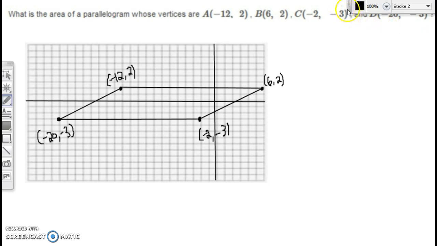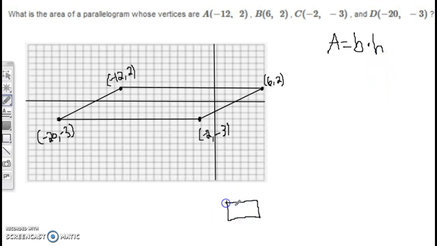Okay, the next question, it gives you all these vertices, but it doesn't give you the graph. And I am so super visual that I have to graph things. So I pulled out some scratch paper and I went ahead and graphed this for us. And the reason the graph is really helpful, for area of a parallelogram, it's base times height, just like it is in a rectangle.